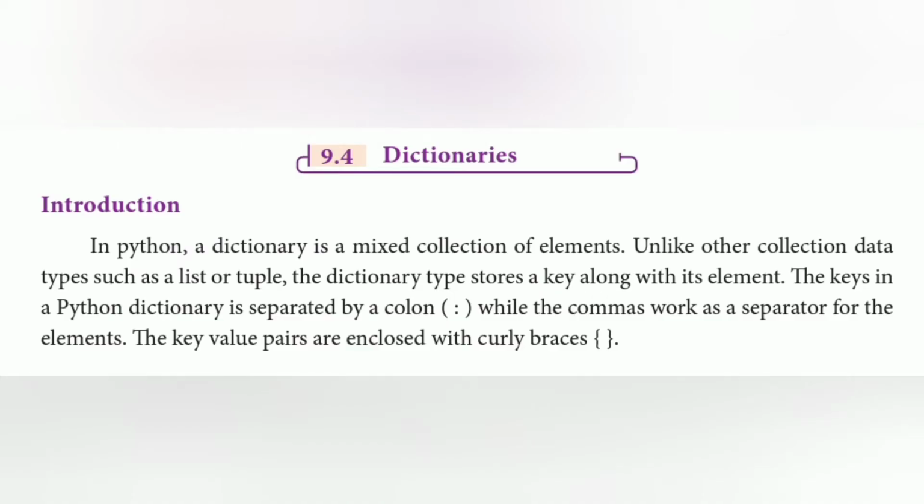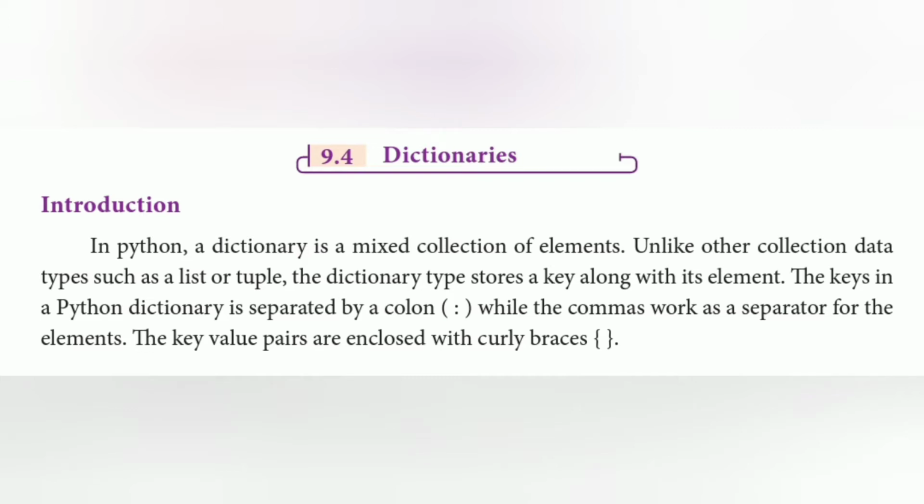So now you are going to learn about dictionary. In Python, dictionary is a mixed collection of elements. In the previous class, you have learned other collection data types, that is list and tuple. List and tuples are used to store elements. And even dictionary is also used to store elements, but it stores a key along with its element. So let's see how to create a dictionary, access, add, modify and delete elements from a dictionary.